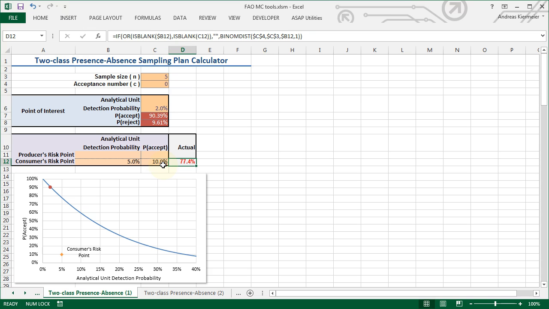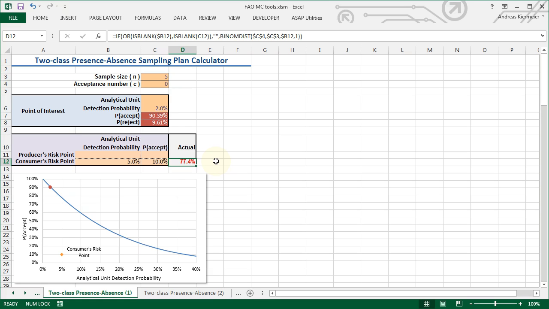We can enter these values into consumer risk point, and this point is now shown also on the OC curve. In addition, the actual probability of acceptance, which is 77.4%, is also shown. It is shown here in red because this probability is greater than the 10% that we have specified.